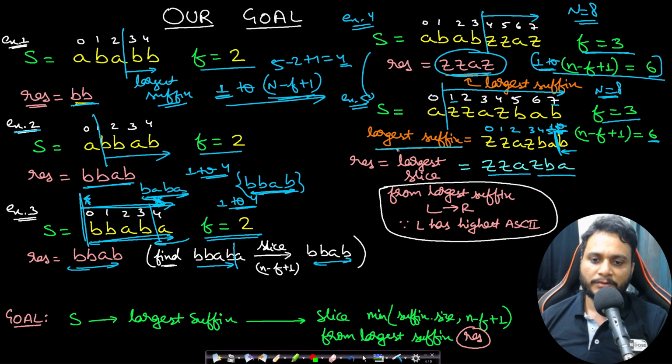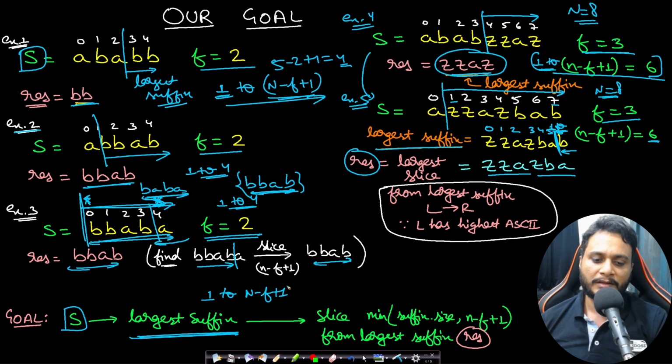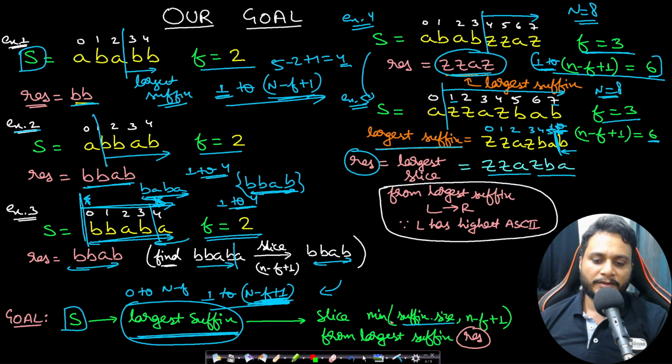Right? So in order to get the largest lexicographical string, our goal should be to take the given string and find out the largest suffix. From the input string, find out the largest suffix. Then check if the suffix size is falling in the range of size 1 to n minus f plus 1. If it is falling, don't do anything. This is the final answer. If it is going outside of this range, then slice from the end, or you can say take from index 0 to whatever is the max size, n minus f plus 1, something like that, right? Okay, so I hope our goal is clear, what we are trying to do.